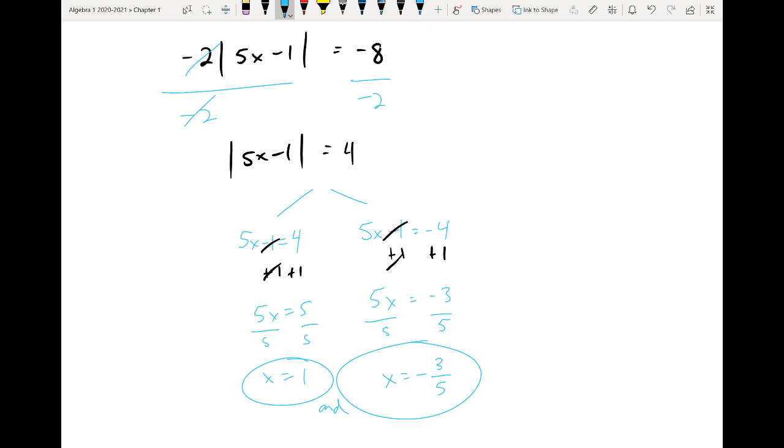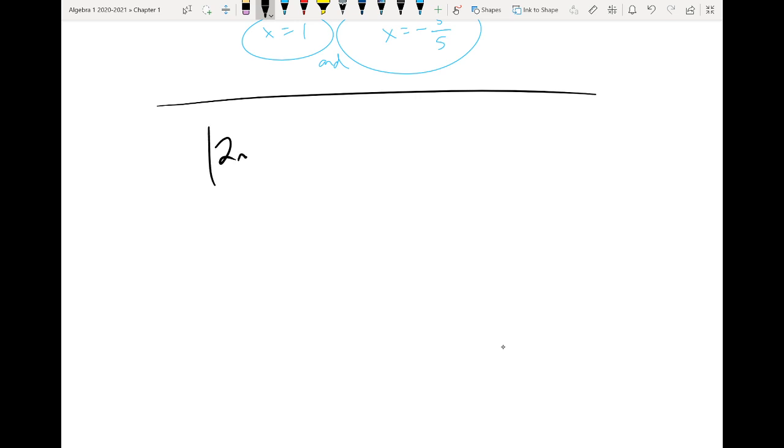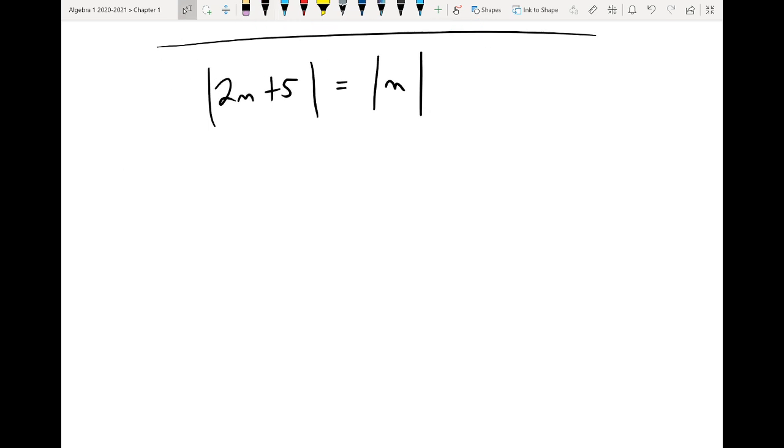All right. Let's go ahead and solve yet another. Let's say I have the absolute value of 2m plus 5 is equal to the absolute value of m. I have an absolute value on both sides. Well, how do I differentiate that? Okay, so it works as follows. I'm still going to split, but it means that I'm going to now do this as an OR problem.